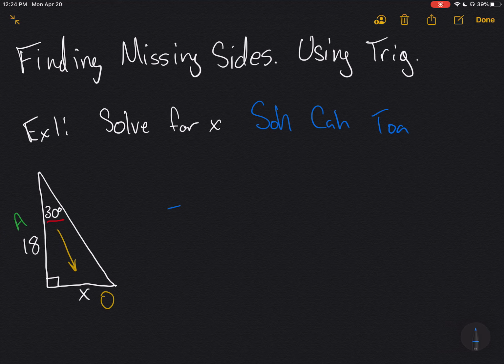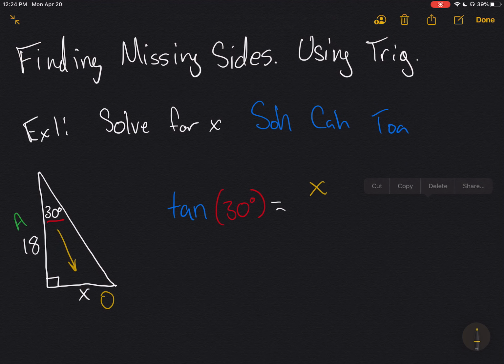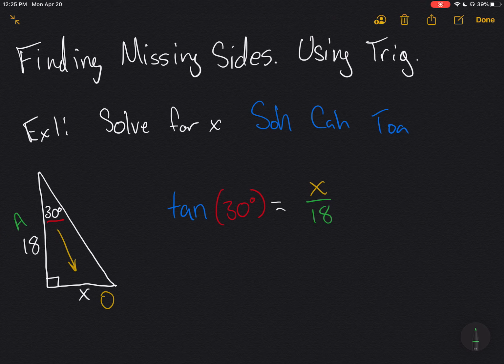I always take the tangent of an angle, that angle being the 30-degree angle that we've predetermined, and that is equal to the opposite over the adjacent, which is going to be x over 18. And then we want to solve for x. So to do that, I'm going to multiply both sides by 18.